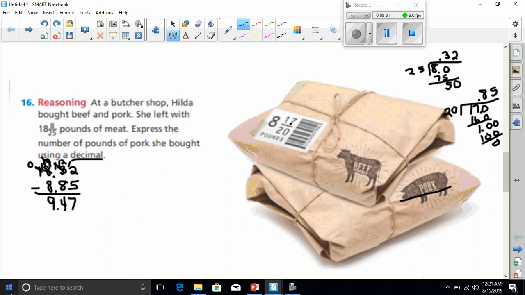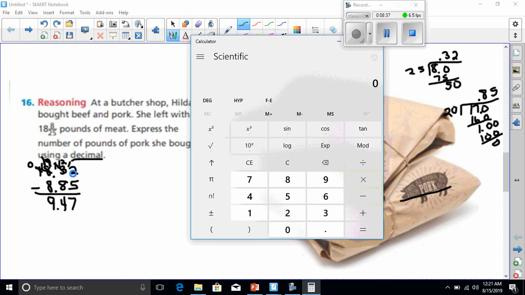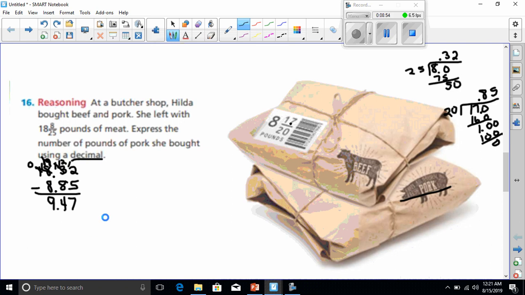I'm going to use our calculator just to make sure that I've done my math right. And we can see that if we had 18.32, and we subtracted 8.85, we would get 9.47. Oh, we got the answer right. So that means the pork that was bought at the butcher shop is 9.47 pounds, right? We're dealing with pounds of pork. Okay.